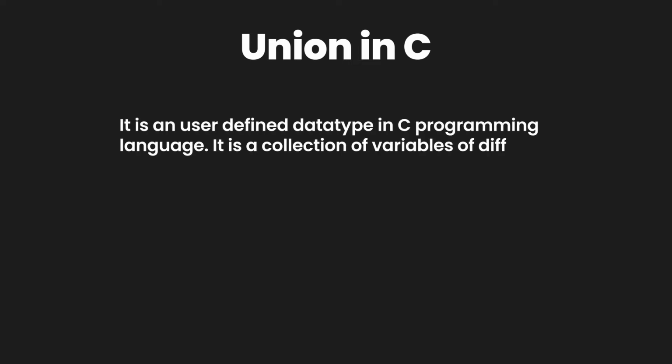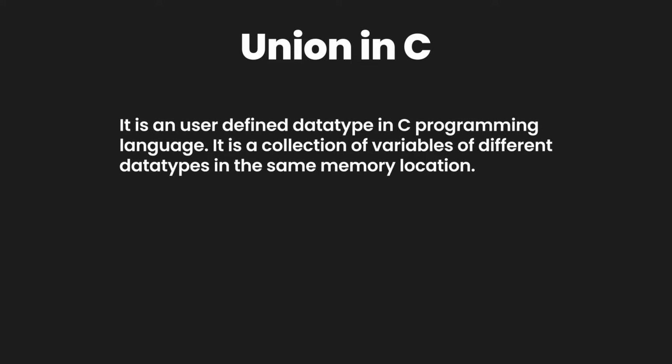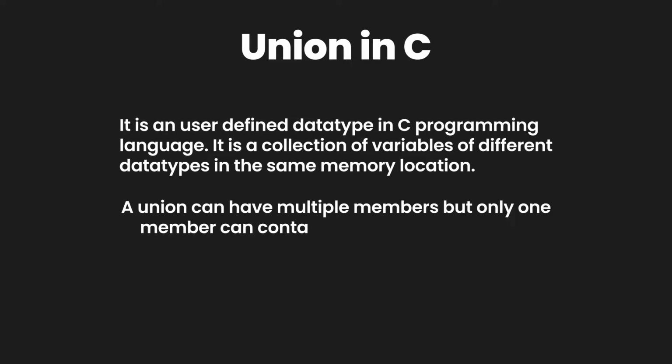Today we are going to talk about unions in the C programming language. A union is a special data type available in the C programming language that allows users to store different data types in the same memory location. A union can have multiple members, but only one member can contain a value at a given time.